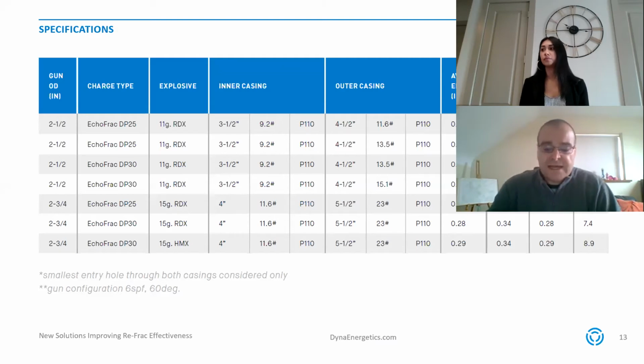The operator itself has a choice of 2 different entry hole diameters in both gun sizes, and they are 0.25-inch and 0.30-inch. Depending on the fracture design, the customer can choose between those 2. The diameters that can be achieved are independent of the gun position relative to the casing, and refer to the effective smallest entry hole through both casings. So effective diameter is the smallest one through both casings into the formation. The charges themselves are called EcoFrac DP25 and EcoFrac.